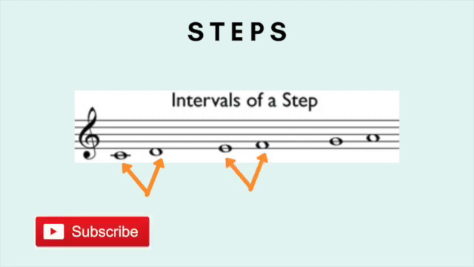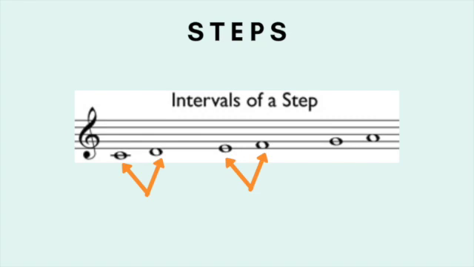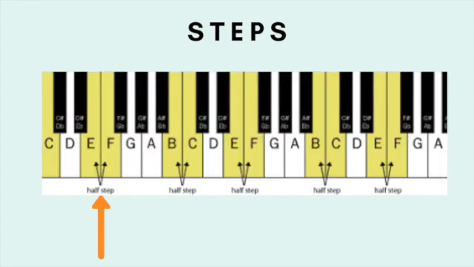When you look at the next notes, you also see no line or space between them. They just go from a line to a space, same as the last notes. On the piano, a step can be from two white keys. Here on the piano, we see steps between E and F and B and C. All of these notes are white keys.